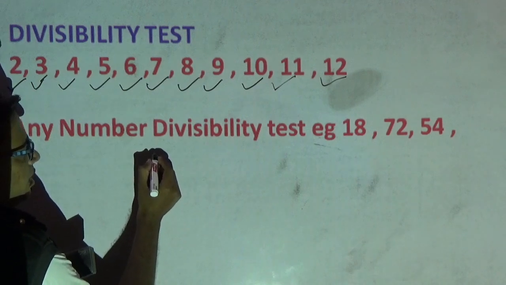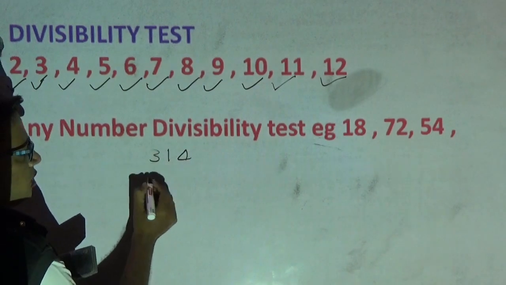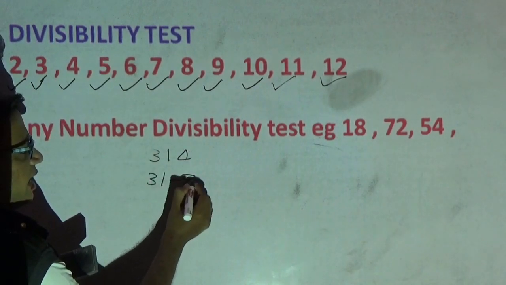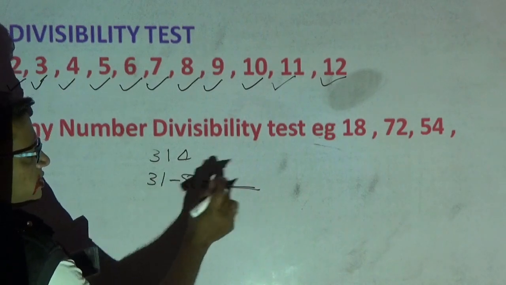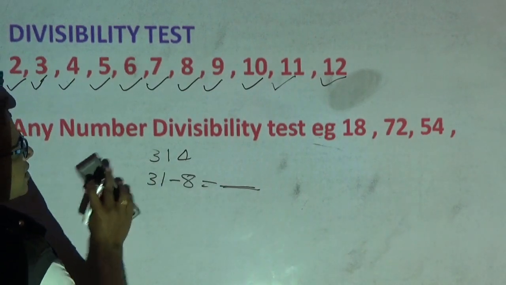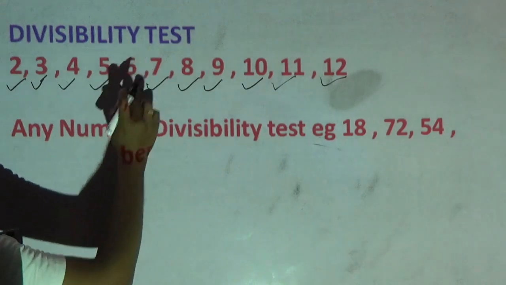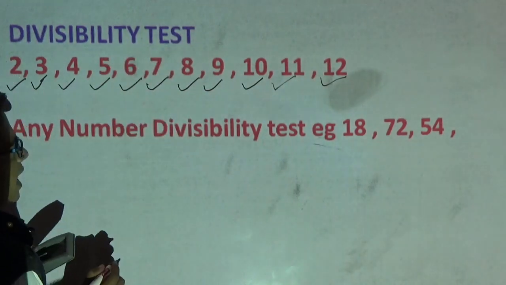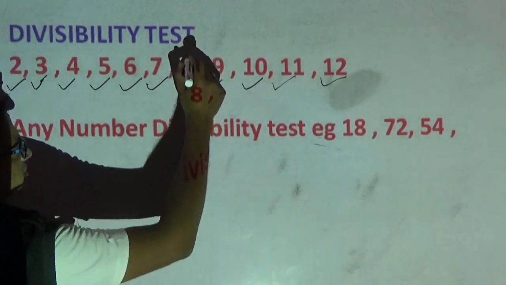So for example, 314, so 31 minus 8. Whatever the result is, it should be divisible by 7. So this is how divisibility by 7 works. How to check a number is divisible by 8? Last 3 digits should be divisible by 8.